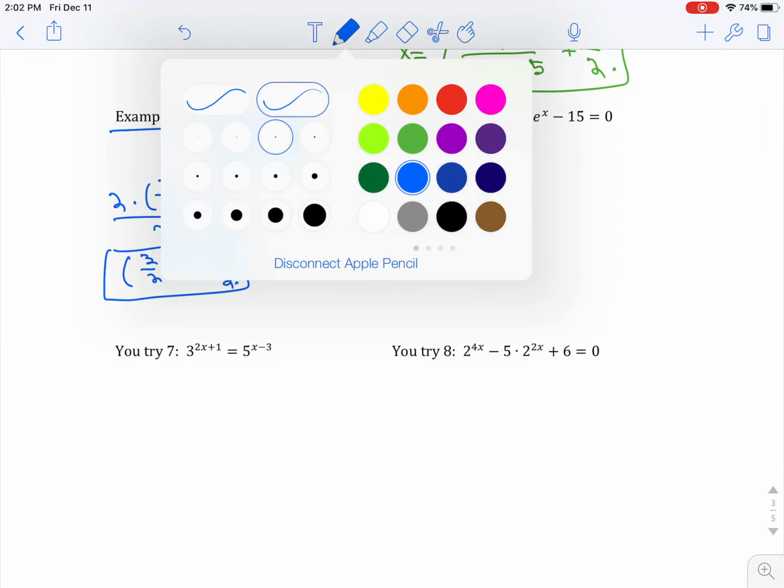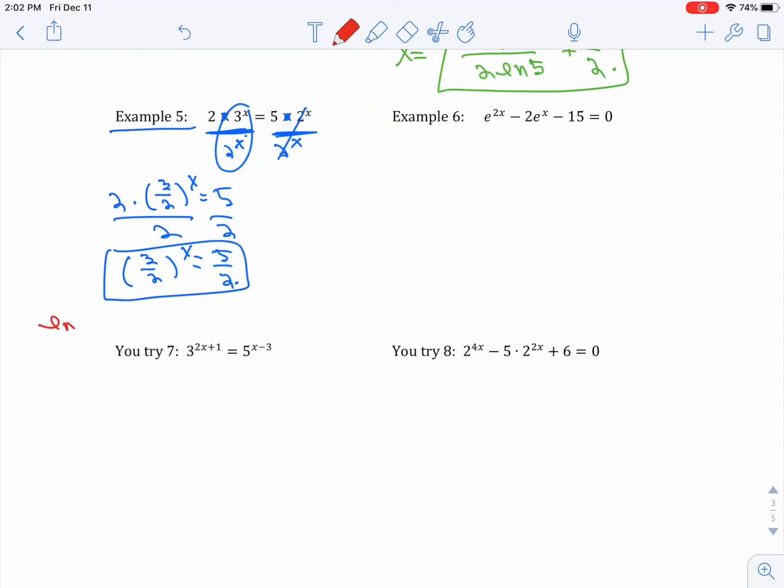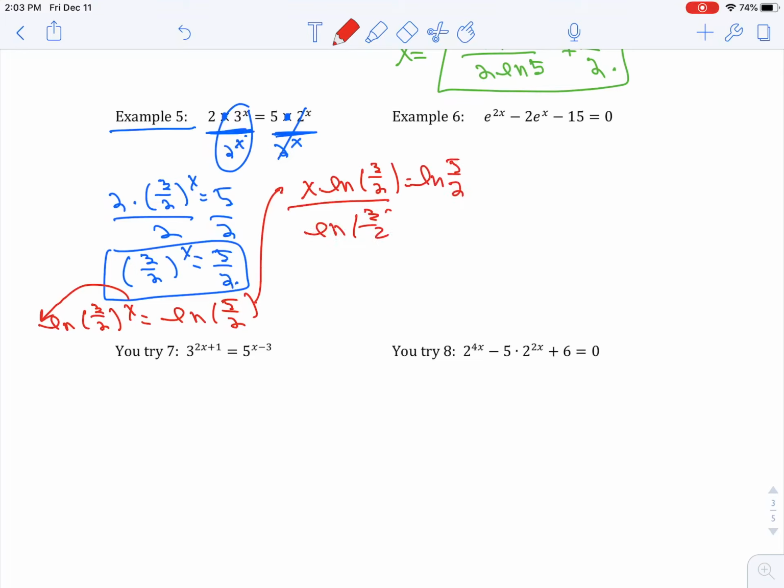So now, just like a previous problem, I can take the natural log of both sides. So I get the natural log of 3 halves to the x equals the natural log of 5 halves. And then what I can do is bring this x in front. And so I end up with x times the natural log of 3 halves is equal to the natural log of 5 halves. And then dividing both sides by the natural log of 3 halves, that's what I end up with. So x is equal to the natural log of 5 halves divided by the natural log of 3 halves.